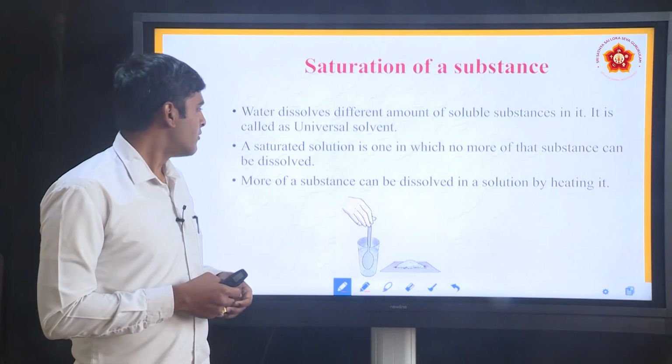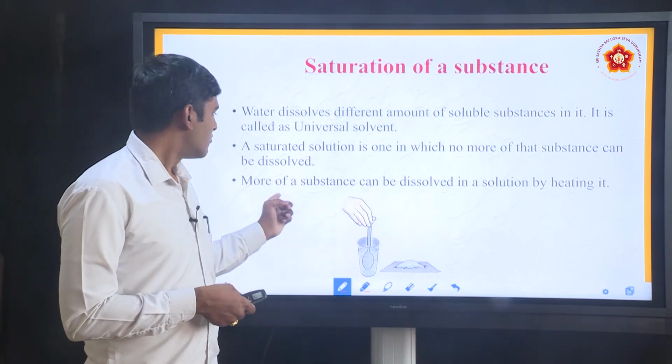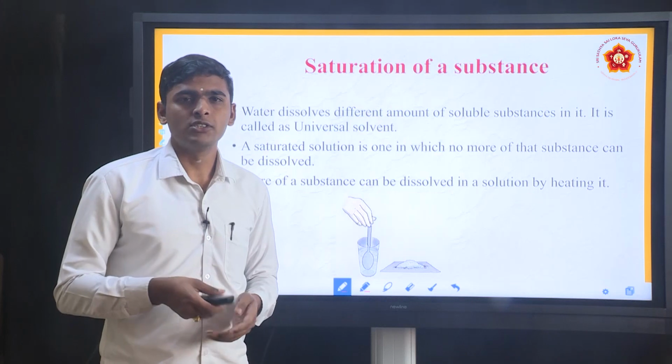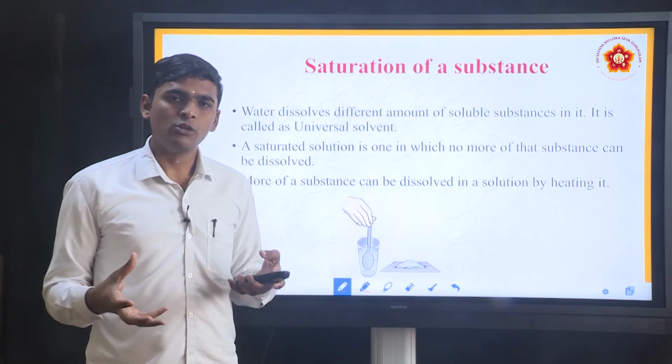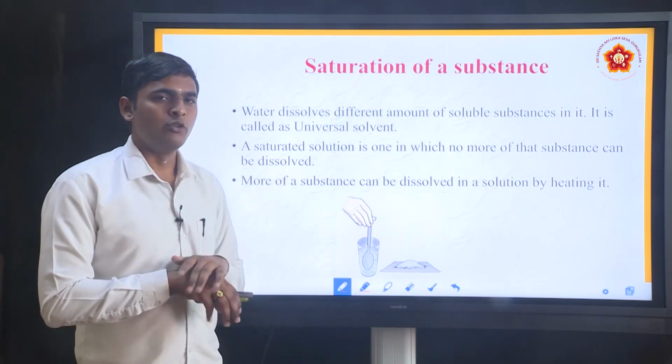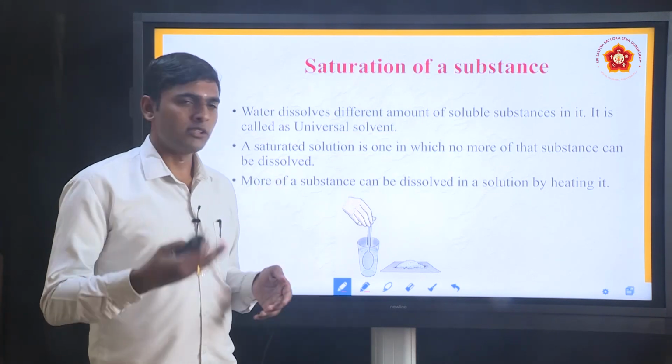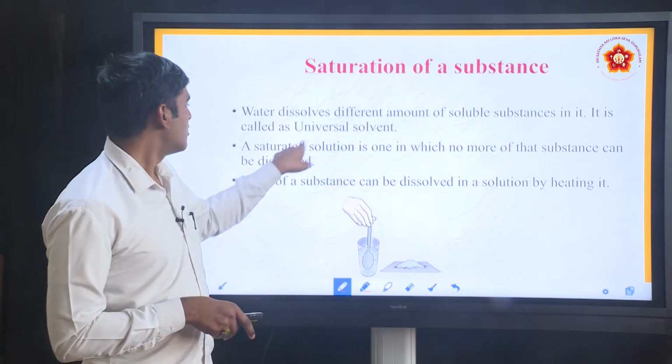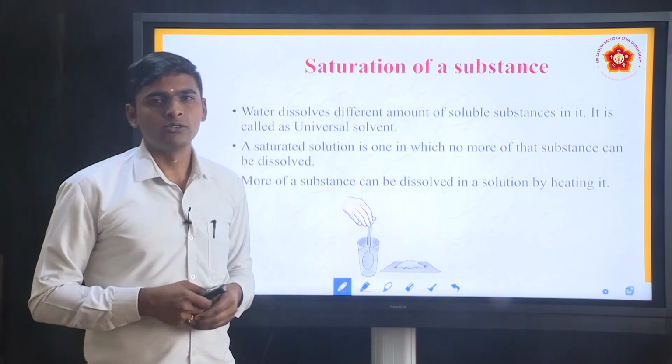So, what we have to do to dissolve more is to heat the solution. When we heat the solution, the particles will get loosened and it will get dissolved in water. But that solution which is no more going to dissolve the substance, that solution is called a saturated solution.